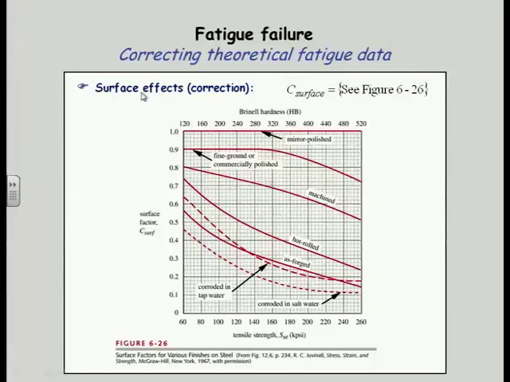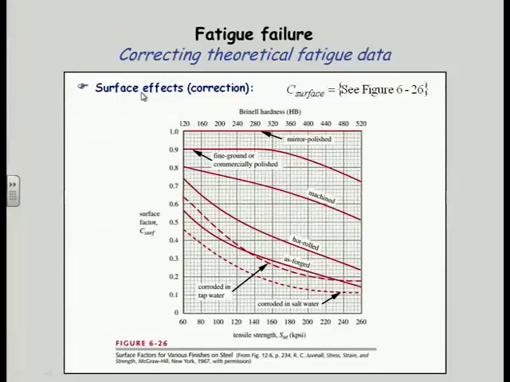Surface effects. Now, this specimen that was originally tested in the test machine was nicely finished. They took some pains to get a nice smooth finish on it. It doesn't have any nicks and gouges and scratches. It's as perfect as you can make it, so it doesn't have any stress risers on the surface. Might have some in the middle you don't know about, but the surface is nice. So my part's not going to be that good. I'm not going to polish it most of the time. Too expensive. So we've got to now downrate the strength based on the surface factor.